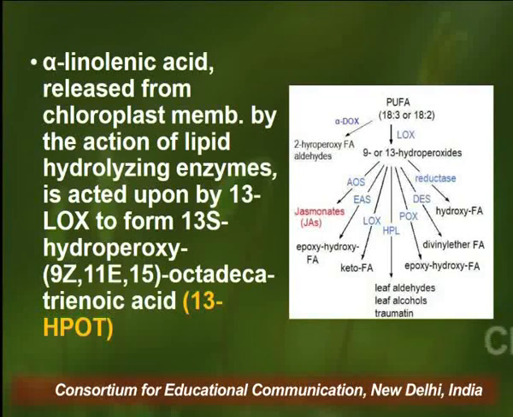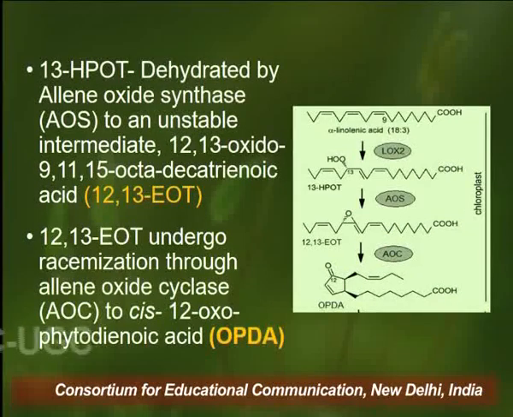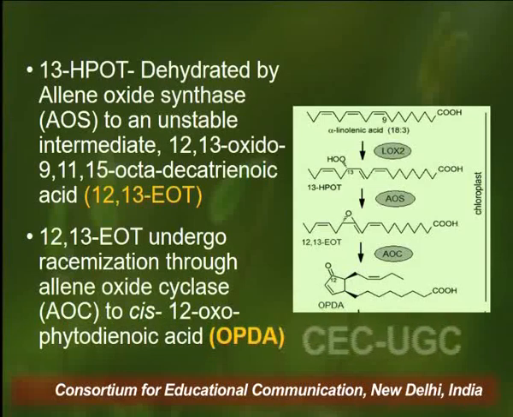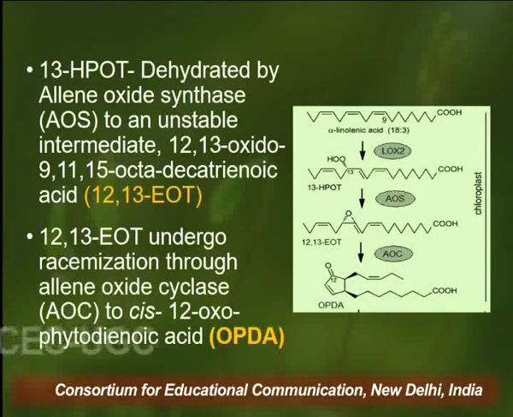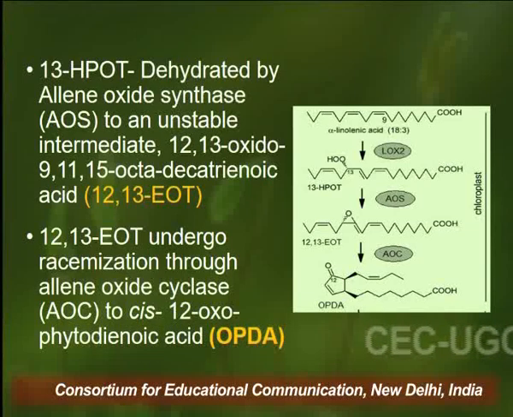And one such enzyme is 13-lipoxygenase, which acts upon alpha-linolenic acid to produce 13-hydroperoxy octadecatrienoic acid, that is 13-HPOT, which is the first important intermediate formed during the biosynthesis of jasmonates. Now this 13-HPOT undergoes dehydration with the help of an enzyme known as allene oxide synthase, and it produces an unstable intermediate known as 12,13-epoxy-9,11,15-octadecatrienoic acid, that is 12,13-EPOT.